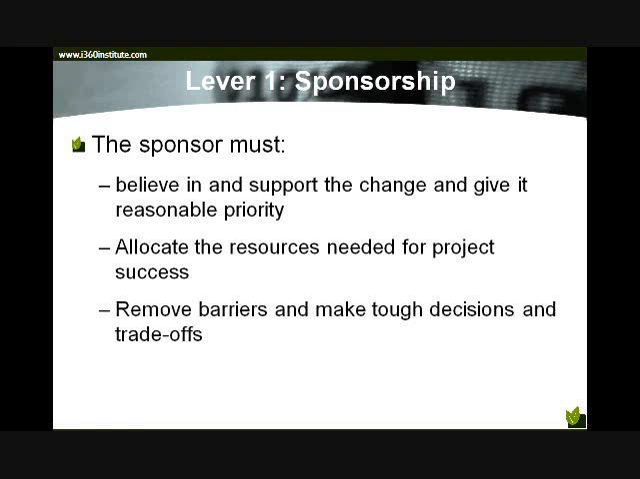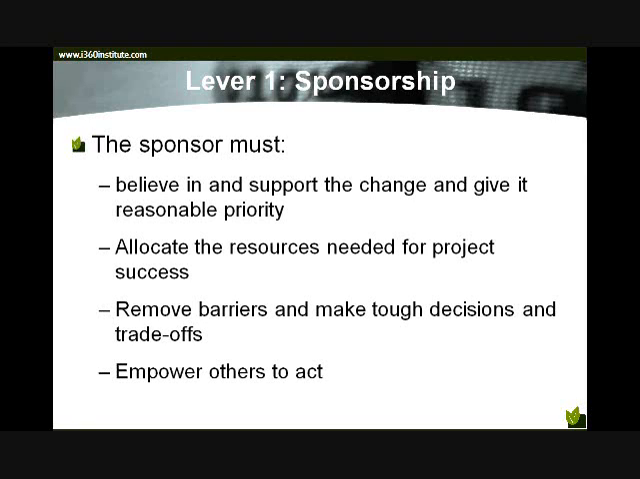Sponsorship goes beyond just allocating resources. It also talks about sponsorship being able to remove barriers as well. Obstacles are going to crop up. Problems are going to occur. We would expect those sponsors to be able to remove those barriers and, if necessary, make the tough decisions and make the trade-offs and bargain to make sure that the change event can still happen. Those tough decisions are what leaders do, and so we expect our leadership to be able to make the tough calls when the tough calls are there.